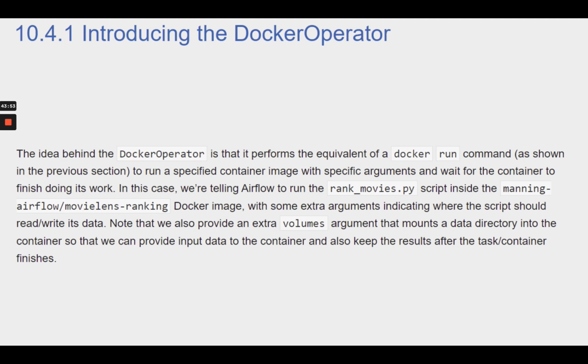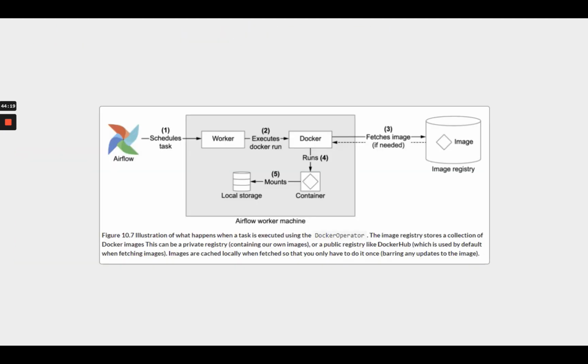In this case, we're telling Airflow to run the rank_movies.py script inside the manning-airflow/movielens-ranking Docker image, with some extra arguments indicating where the script should read and write its data. Note that we also provide an extra volumes argument that mounts a data directory into the container so that we can provide input data to the container and also keep the results after the task container finishes.